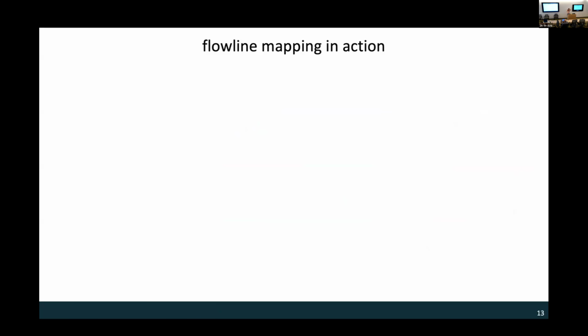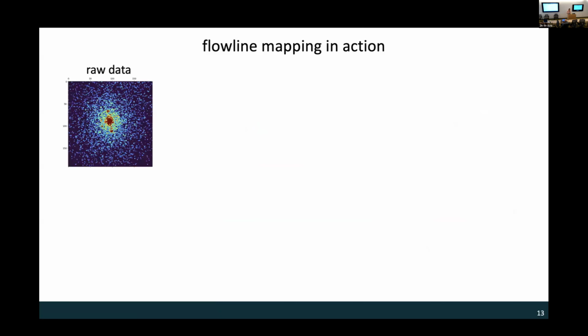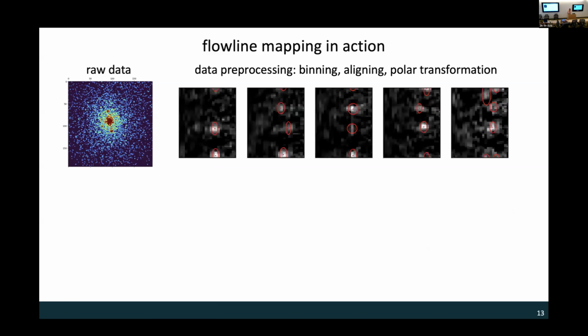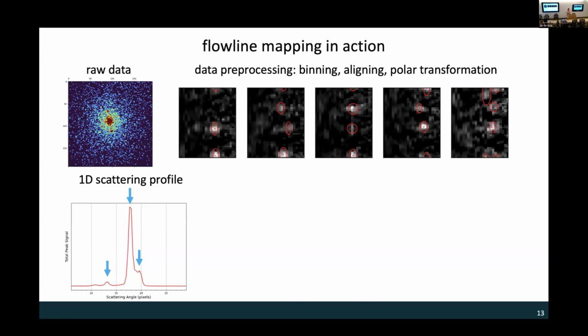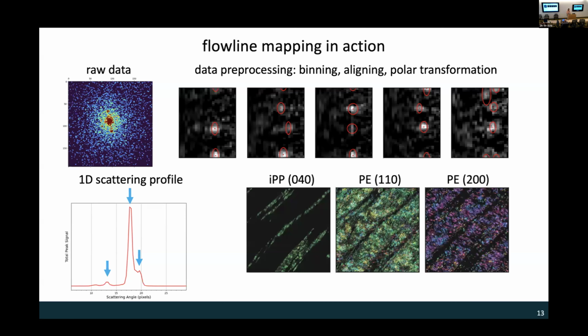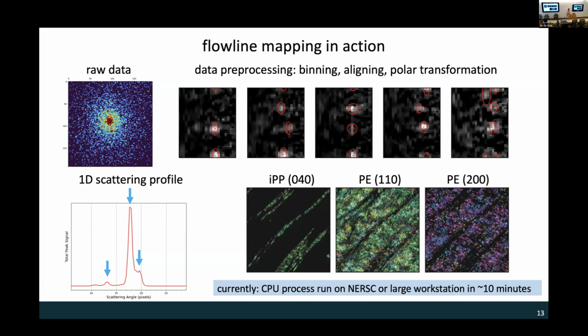So for today's talk, I also want to tell you a little bit about how this works. This is what our raw data looks like, very noisy, but we do a lot of pre-processing: binning, aligning, calibrating, applying polar transforms, symmetry operations, and we get something with sufficient signal to noise that we can do this detection. This allows us to figure out where our reflections are, and we can turn this into a scattering profile and use this to isolate in reciprocal space where these reflections are and make maps.